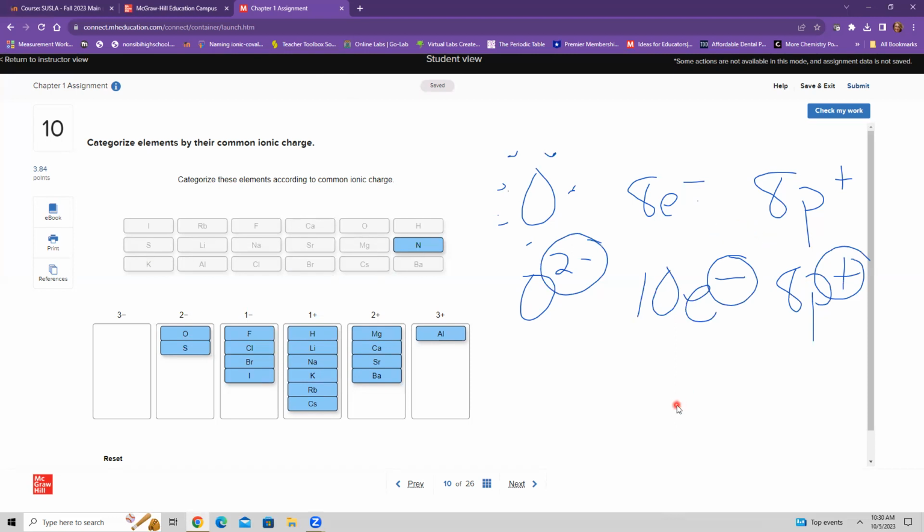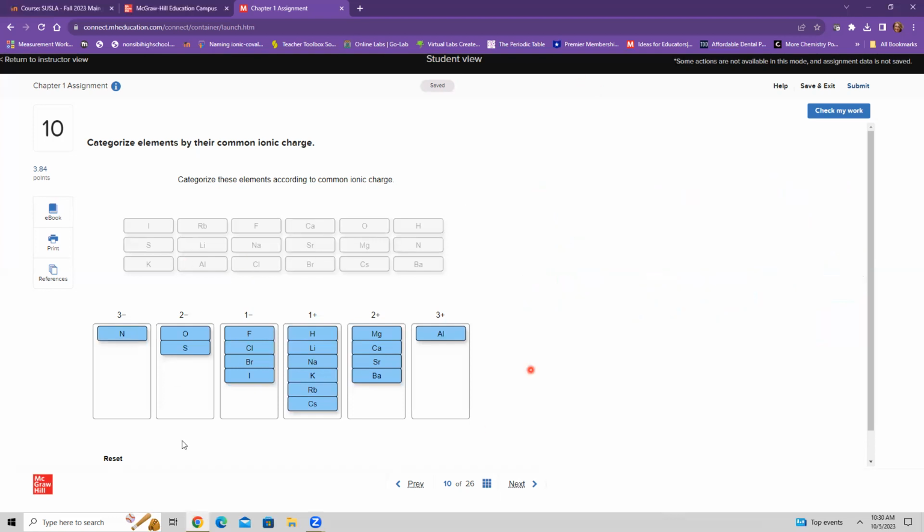Why? Because nitrogen has 5 electrons on the outer shell. So to gain 3 would make it 3 negative. And there you go. That's how you sort these out, okay? That's why it was so important for you to have the 1A, 2A, 3A, 4A, that kind of thing.